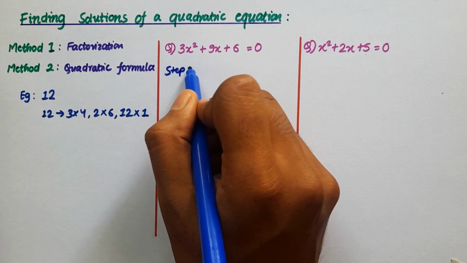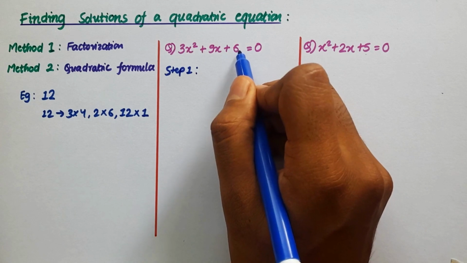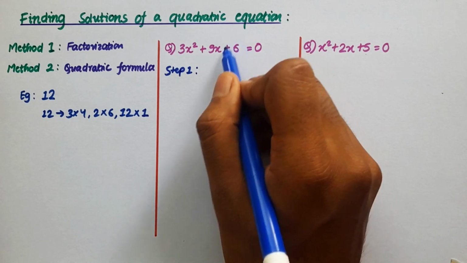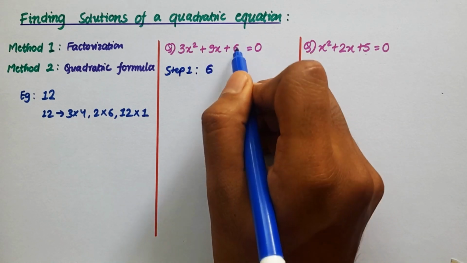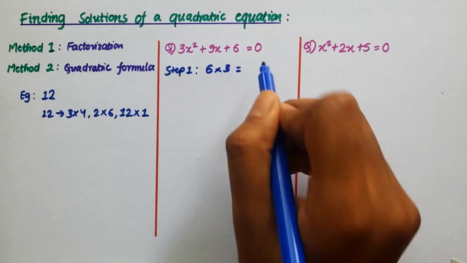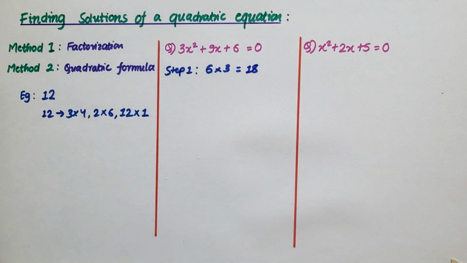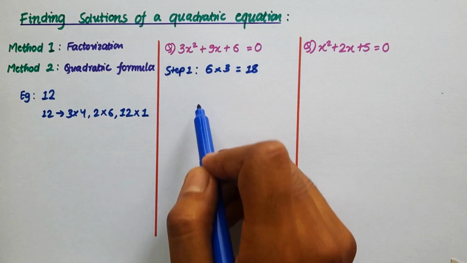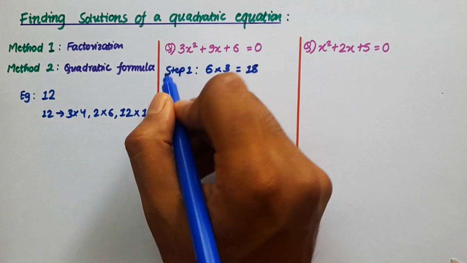The first step would be to look at the constant value. So I have 6 here, and multiply this with the coefficient of x square, which is 3. This gives us 18. And this is a key number that will help us convert this equation into something multiplied by something form. Let's see how.